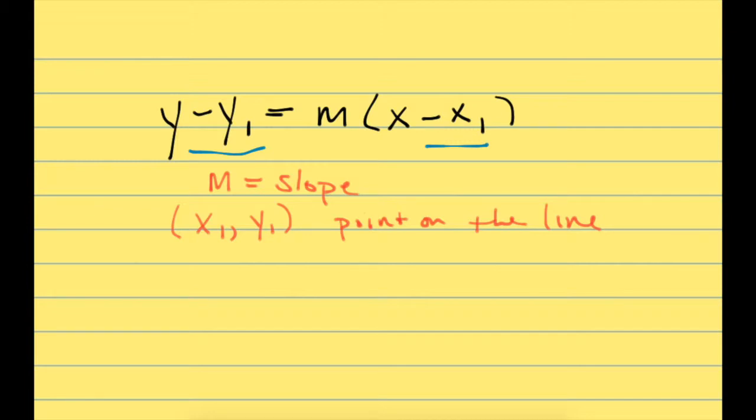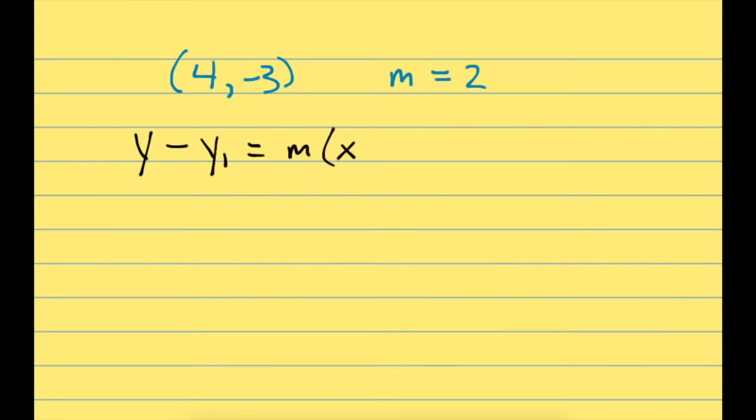Let's look at example 1 in the lesson. You want to write an equation in point-slope form of a line that passes through the point 4, -3, and has a slope of 2. So remember, our point-slope form of a line looks like this. All we have to do is plug in the information that we know.